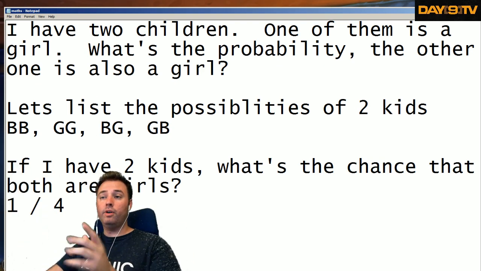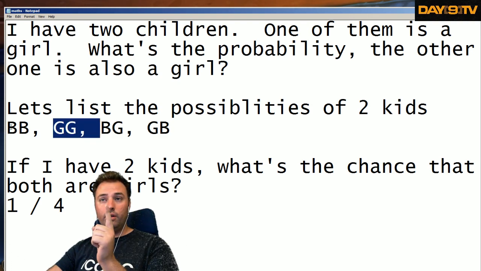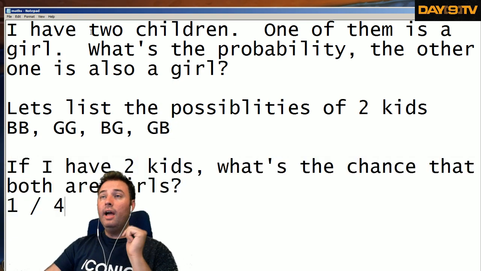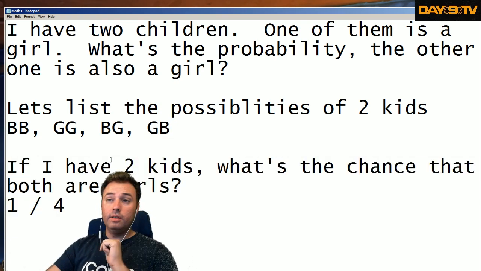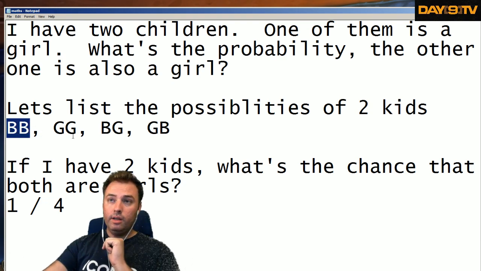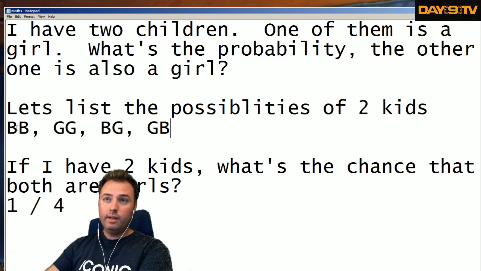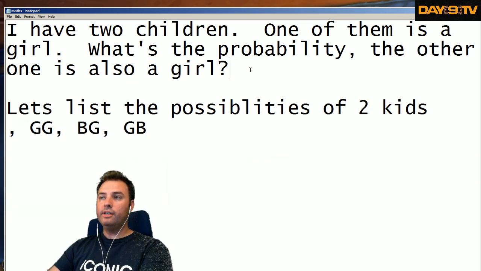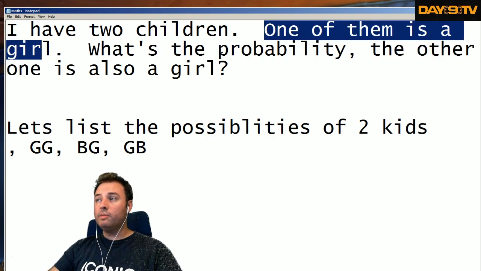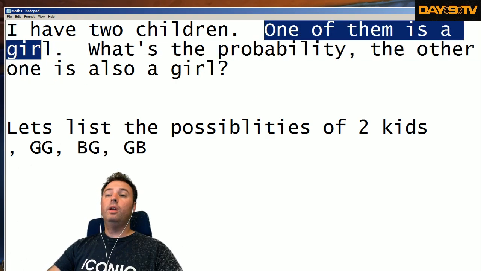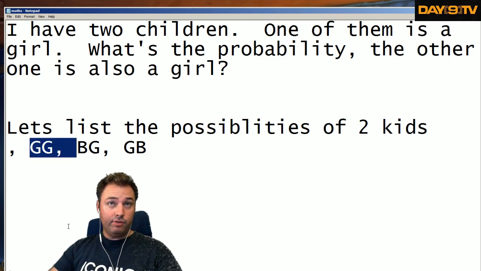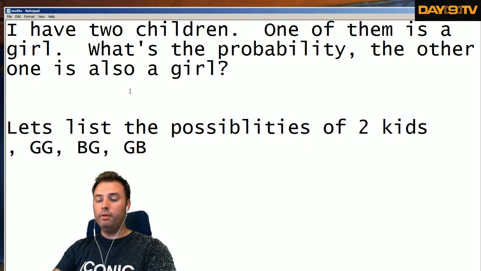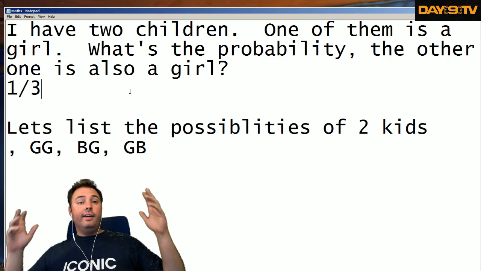Okay, if I have two kids, what's the chance both are girls? 1 out of 4. How do I get this? 1 out of 1, 2, 3, 4. Now, I said I have two children and one of them is a girl. So this one can't be possible. We already have established that one of them is a girl. So if one of them is a girl, what's the probability the other one is also a girl? There's one way to have two girls, and there's 1, 2, 3 options, 1/3. Boom. Done, okay? Cool. Done.